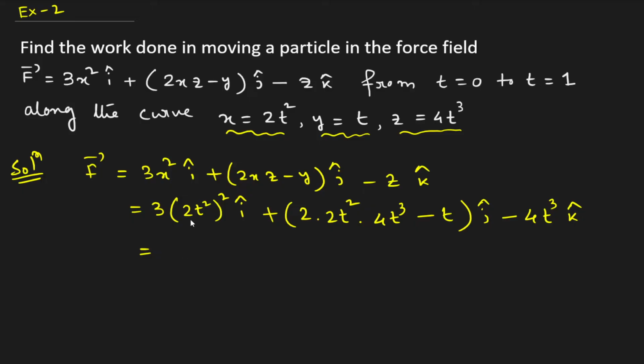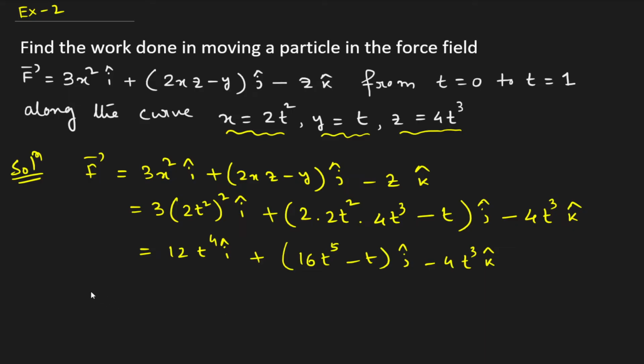Okay, so if you calculate it, what will you get after calculation? It will be 12t to the power 4 i cap, and then plus what we will get here, 16t to the power 5 minus t j cap, minus 4t cube k cap.